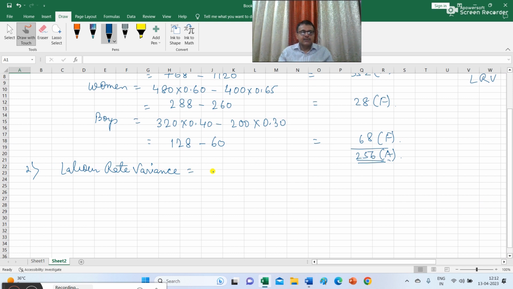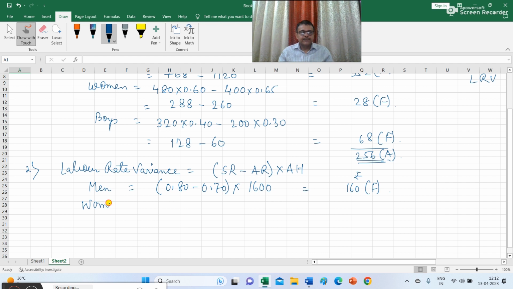So labor rate variance is calculated with the following formula: SR minus AR, multiplied by AH. Standard rate minus actual rate multiplied by actual hours paid, AH. So for men, this is 80 paise minus 70 paise. Multiply this with 1600 and you will get 160 favorable.